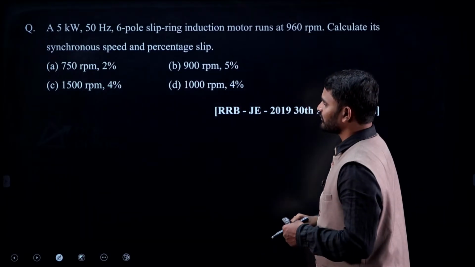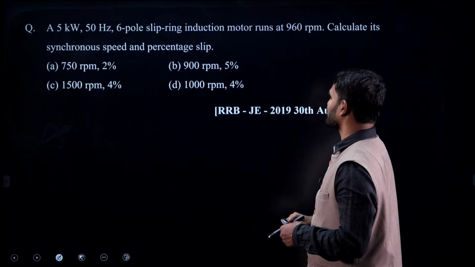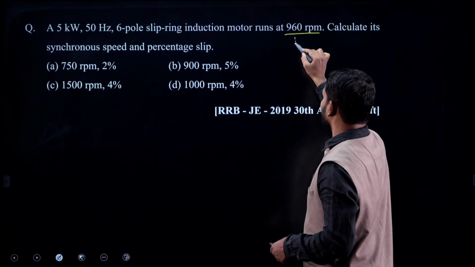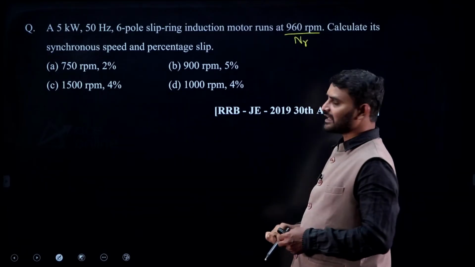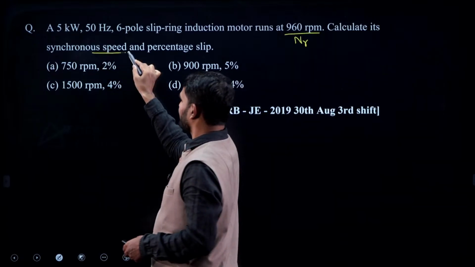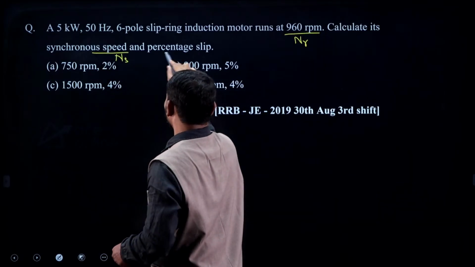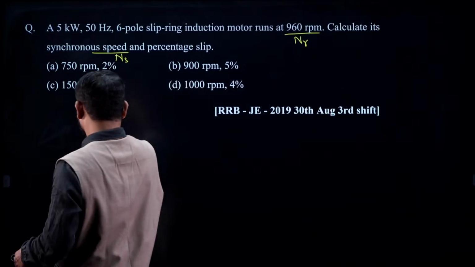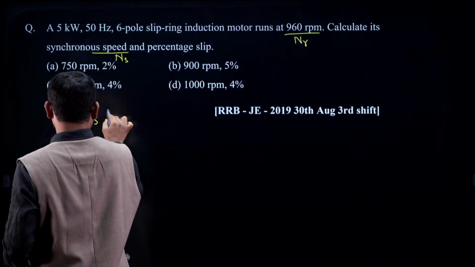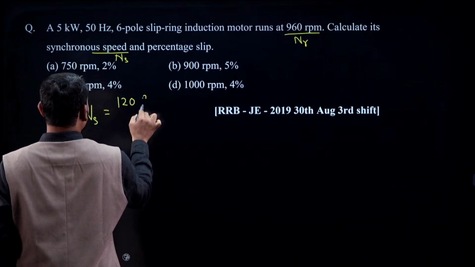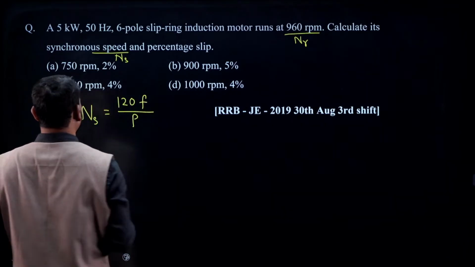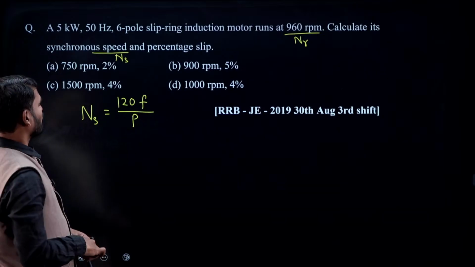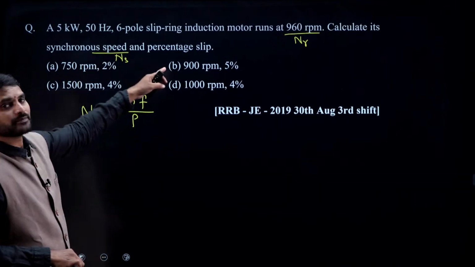Now look at this one. A 5 kilowatt 50 Hz 6 pole slip ring induction motor runs at 960 RPM. Calculate its synchronous speed, Ns, and percentage slip. So what is the synchronous speed? It is the speed of the rotating magnetic field. Generally it is given as 120 into F by P. What is asked? Synchronous speed and percentage slip.